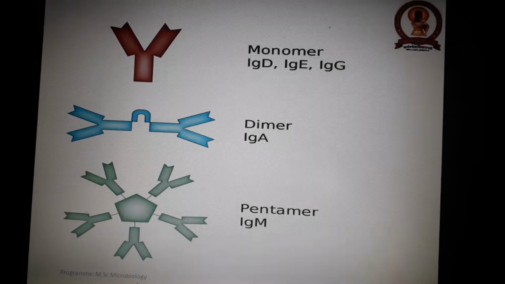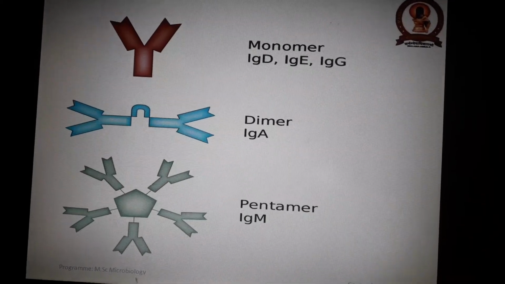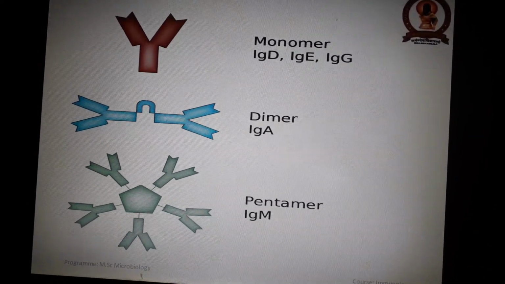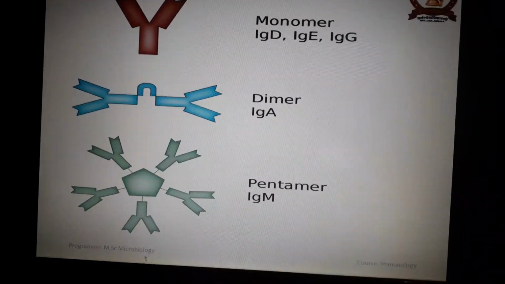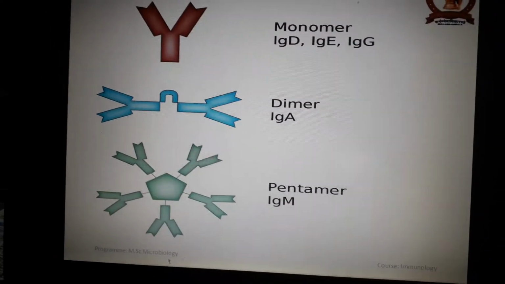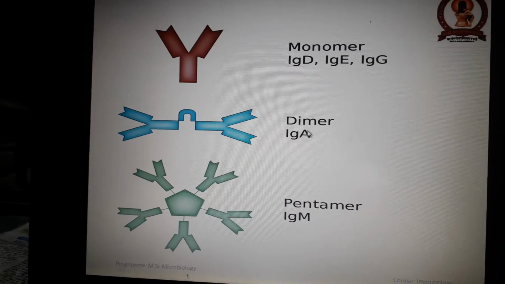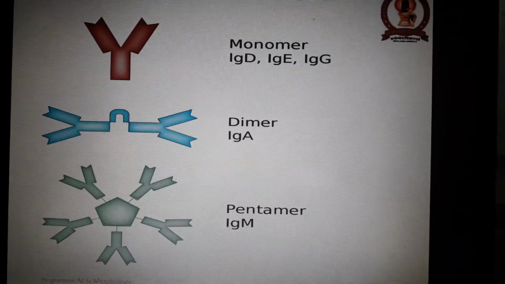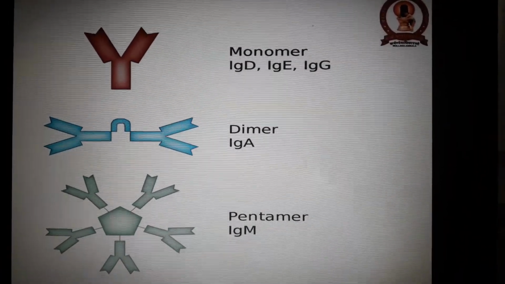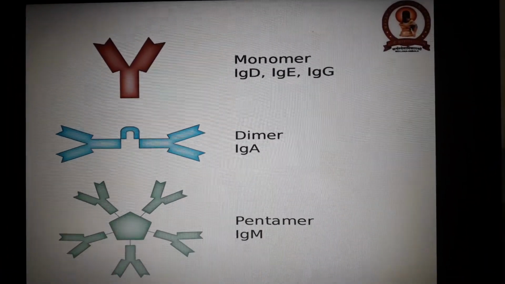In the same manner, moving on to the second one, that is IgA, it has a dimer structure. Dimer structure means two Y-shaped structures. These two Y-shaped structures are bonded, and this IgA is also known as a secretory antibody. Why? Because it is present in the secretions. These are present in our saliva, in our tears, and in mother's milk.